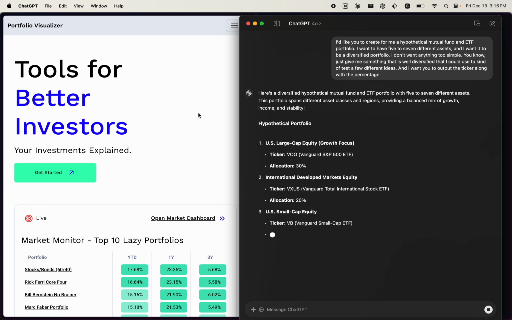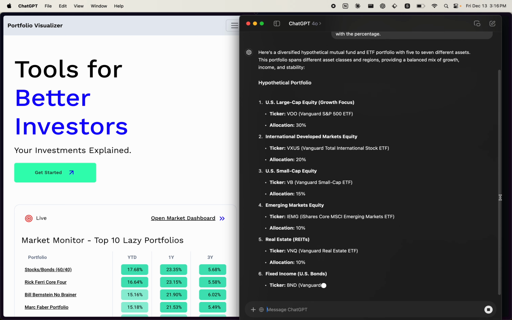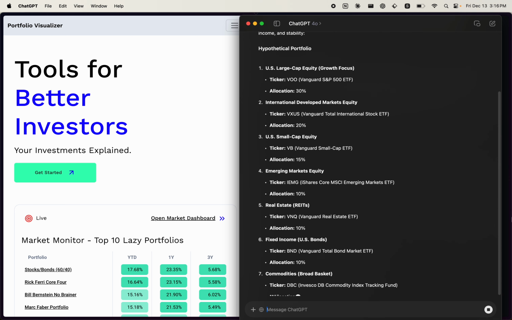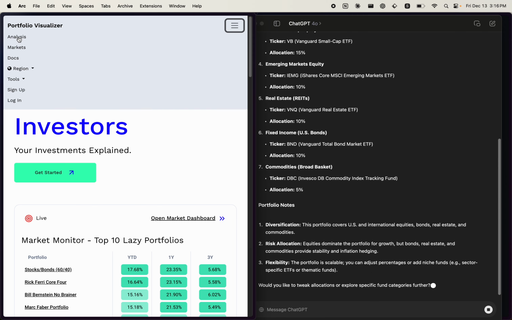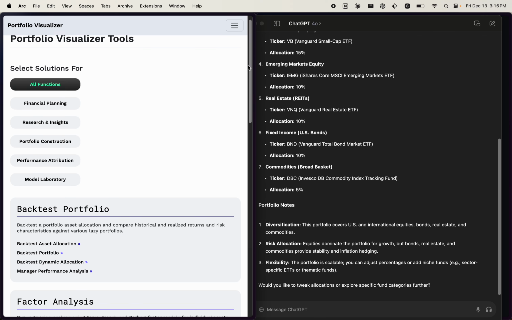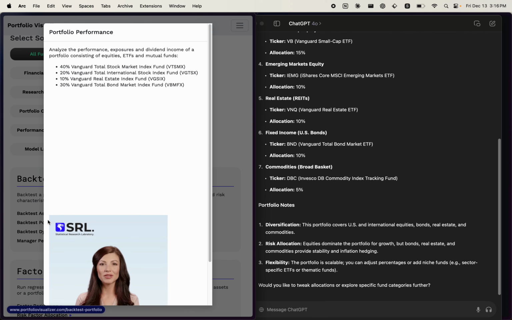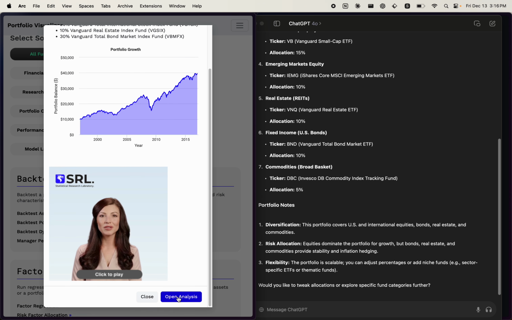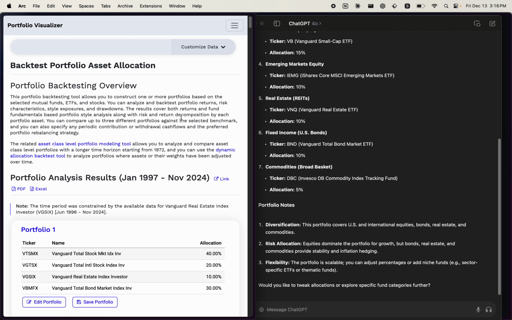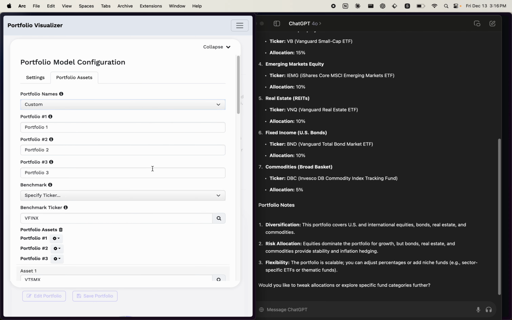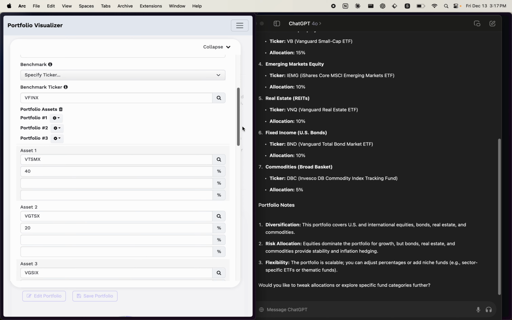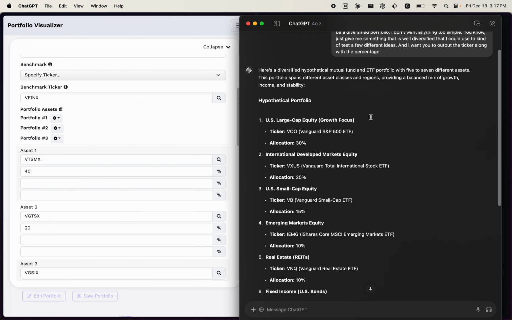All right, so it's going to rattle off some large cap, international, small cap, emerging markets, real estate, fixed income, and commodities. Okay, pretty straightforward. And I'm going to come into this tool, Portfolio Visualizer. My friend Nick pointed this out to me a couple weeks back. I had used it a long time ago. I tried it again earlier today, and it's pretty awesome. It's free for the most part, but you can put in a portfolio and have it analyze it. It's very, very cool. So let's create a portfolio here based on what ChatGPT told me.